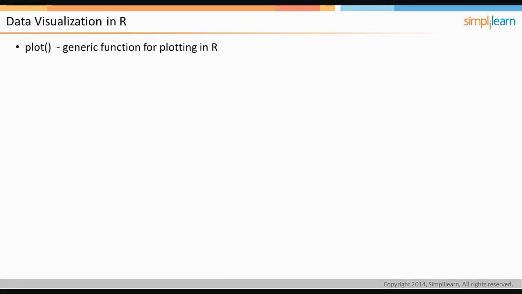Plot is a generic function used for plotting data in R. The function can be used to plot a variety of graphs on a variety of data, including data frames, time series, and even vectors. The plot function creates a scatter plot by default. Other plots can be created using the type attribute. You can check the help section for more details on the plot function.